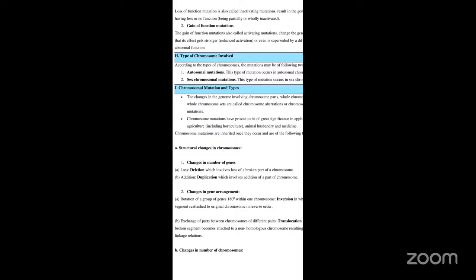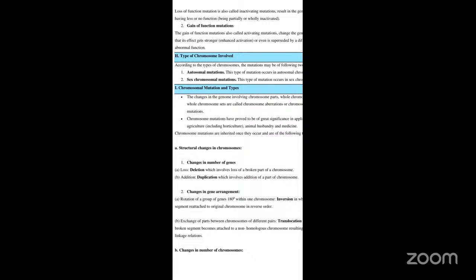One is called deletion and the other one is duplication. Now the second one is changes in the gene arrangement. Changes in the gene arrangement is like, for example, rotation. When the gene undergoes rotation, or there is a change in its shape or structure, then rotation is what? Rotation of a group of genes through 180 degrees within one chromosome. Then you say it is a rotation.